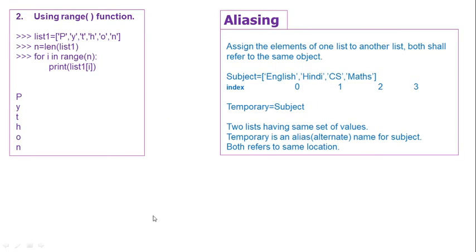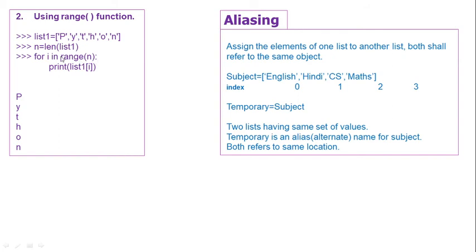Then another method of accessing list elements is using the range function. Here we have an example. list1 equals 'Python'. list1 is a list of characters. Then n equals len(list1). You know what len is? len is a function that returns the length of a list. So here what is the length? 1, 2, 3, 4, 5, 6. 6 is the length of list1.